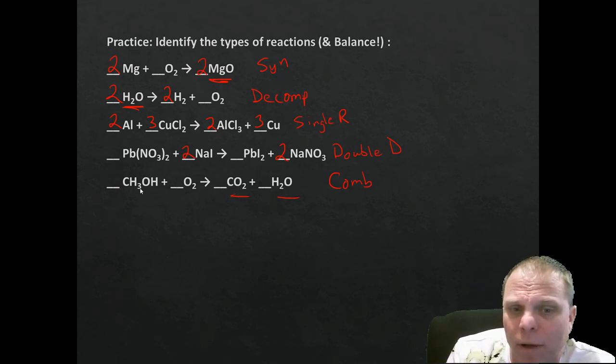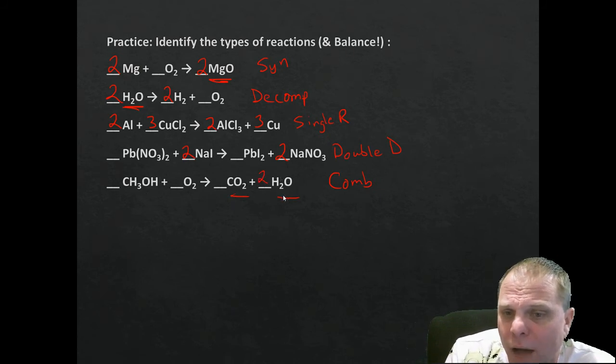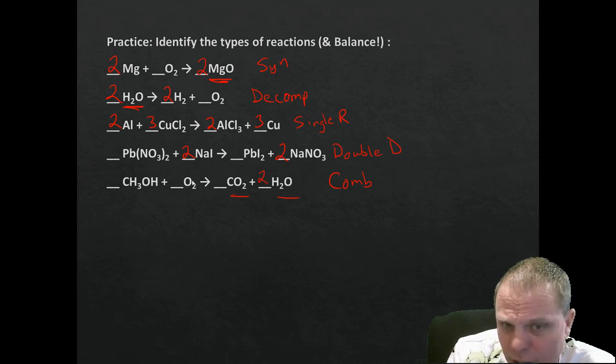So let's look at what we've got. We've got 4 hydrogens on this side. We've only got 2 on this side. Let's go ahead and try to balance that. I've got 4 hydrogens and 4 oxygens now. And on this side, I've got 4 hydrogens and, sorry, I said waters, oxygens.